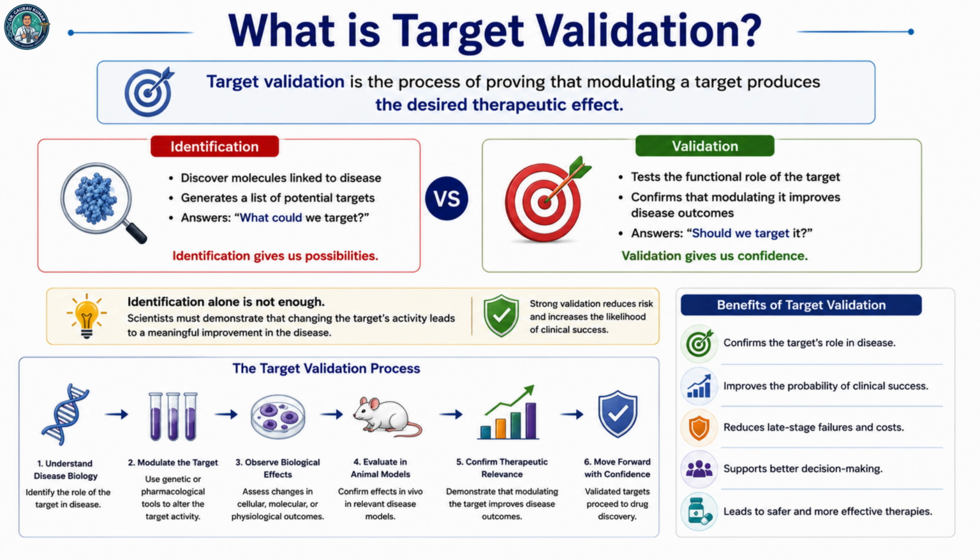Target validation is the process of proving that modulating a target produces the desired therapeutic effect. Identification alone is not enough. Scientists must demonstrate that altering target activity can influence disease progression. Successful validation provides confidence that the target is biologically relevant and therapeutically useful. Strong validation greatly improves the likelihood of successful drug development.